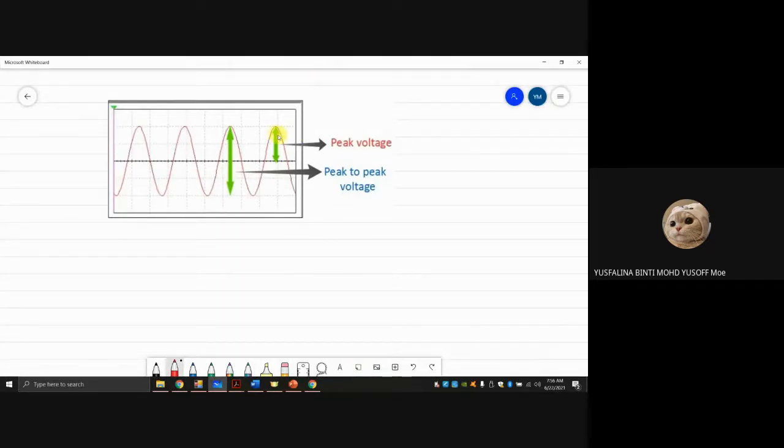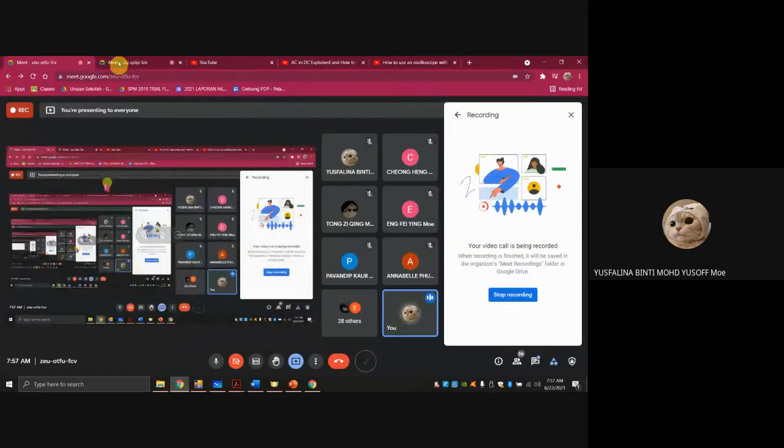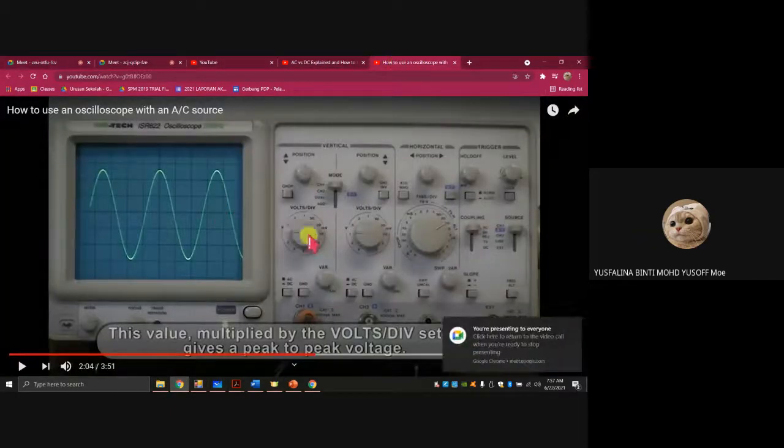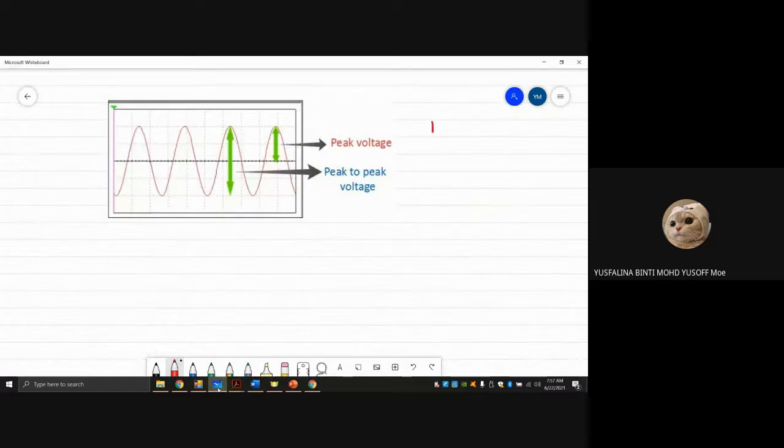So this is a peak voltage, right? And this is the peak to peak voltage. So there are two types of voltage you can get from the CRO: the first one is peak voltage, the second one is peak to peak. Let's say I use 1 volt per division, so that is my scale.